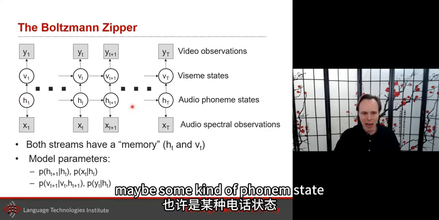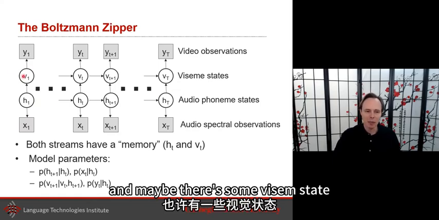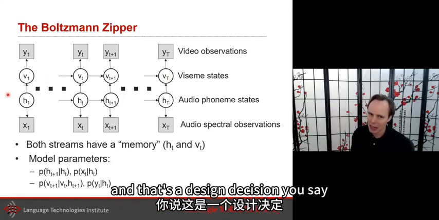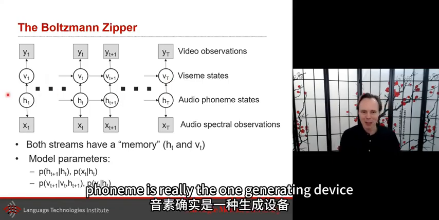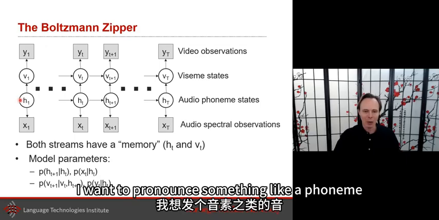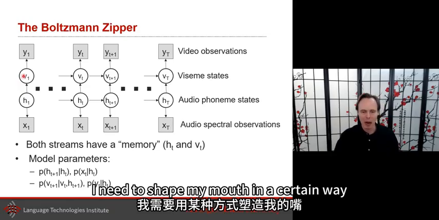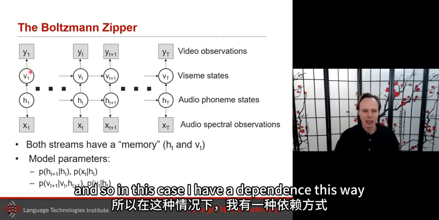kind of phoneme state, and maybe there's some viseme states, and that's a design decision, you say phoneme is really the one generating the viseme. I want to pronounce something like a phoneme, and so just to pronounce it, I need to shape my mouth in a certain way. And so in this case, I have dependence this way.